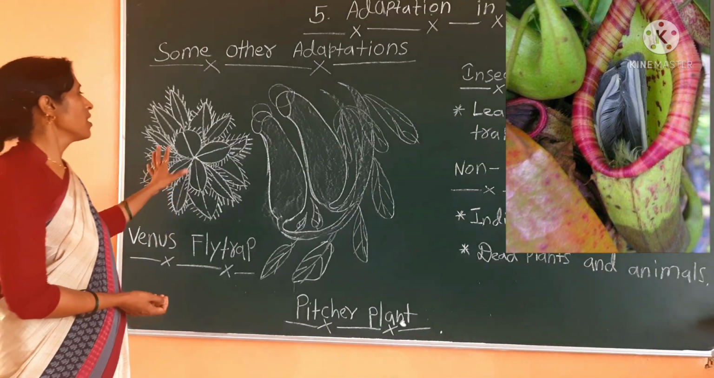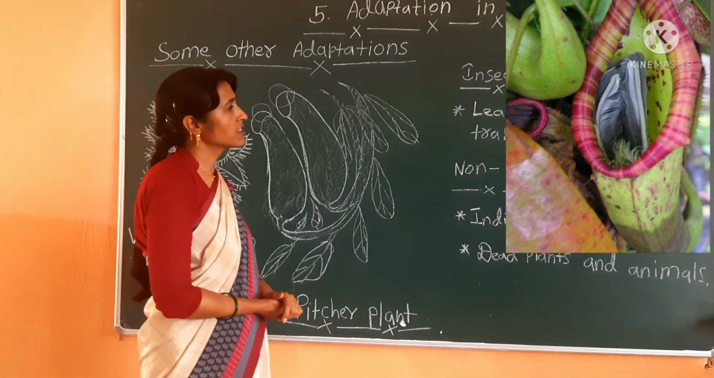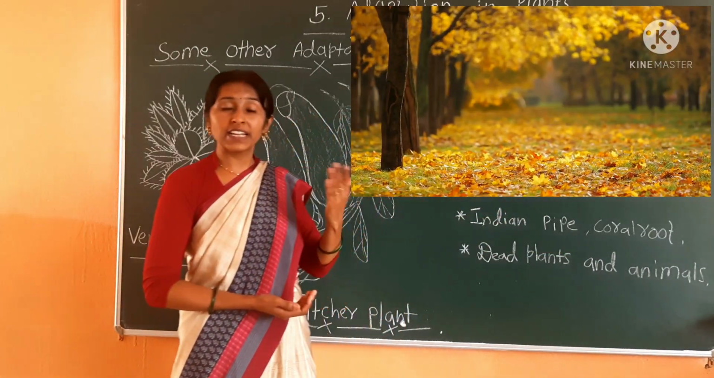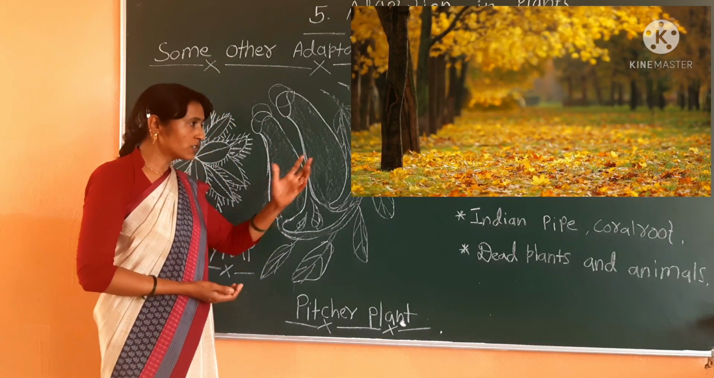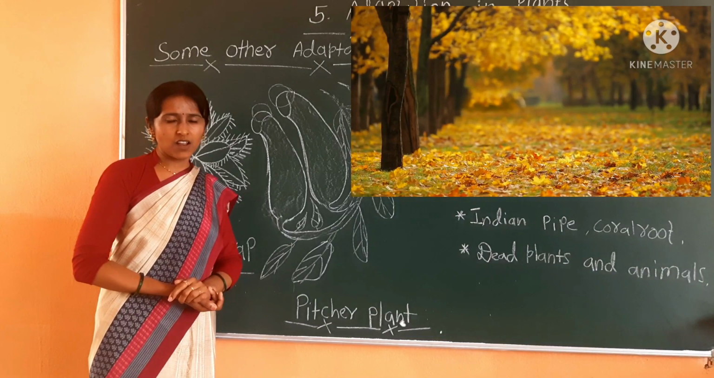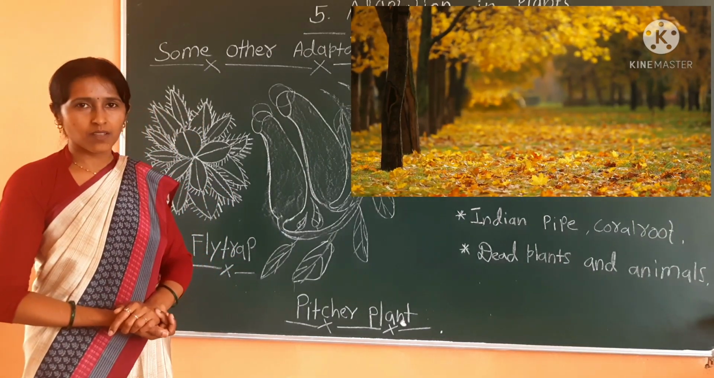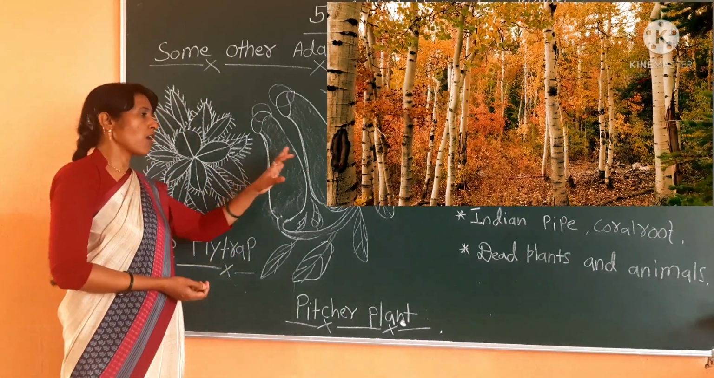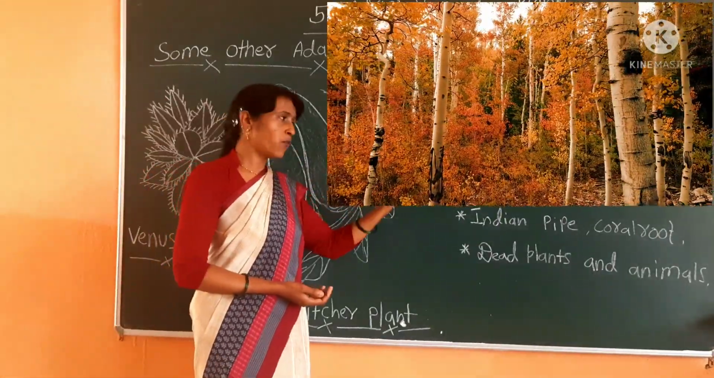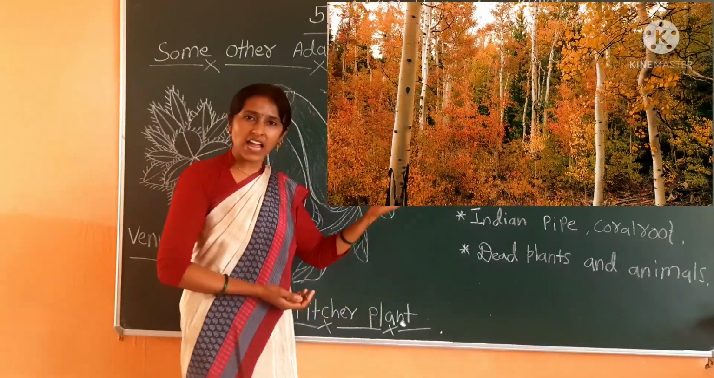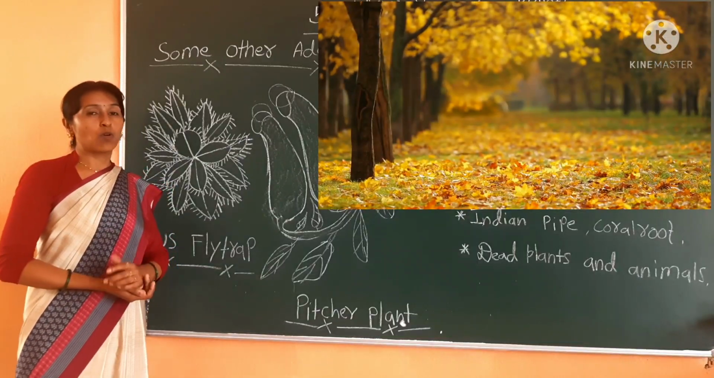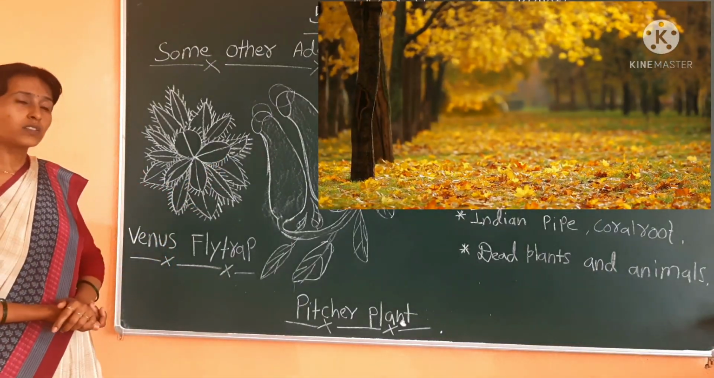Okay, so these are the insectivorous plants, and the other one is non-green plants. Non-green plants mean they are not green in color. Why are the leaves of plants green in color? What is the reason? The reason is they form chlorophyll. But because of the name of these plants, non-green plants, it means there is no chlorophyll found there, and because of the absence of chlorophyll, then what happens?